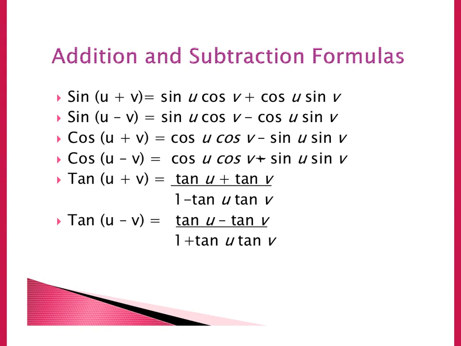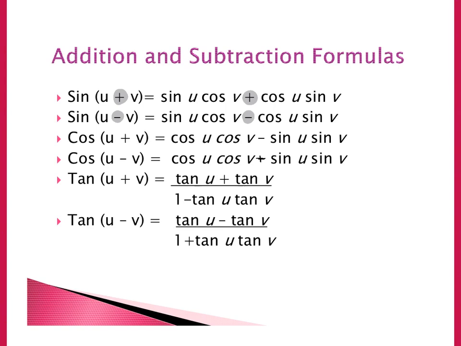The pattern for sine is sine, cosine, cosine, sine. So you find the sine of the first angle times the cosine of the second angle. And then the positive or negative sign is going to match on sine. So if it's a sum, then it stays a sum. So it would be sine times cosine plus cosine of that first angle times sine of the second angle. And then if it's sine of an angle minus another angle, then it's sine, cosine, cosine, sine again, but this time it's a difference. So the positive or negative sign on sine matches.